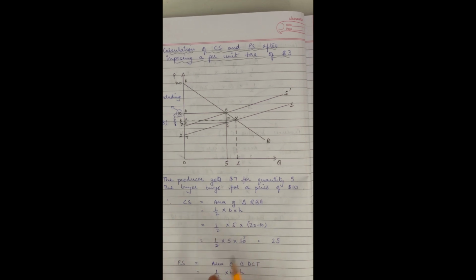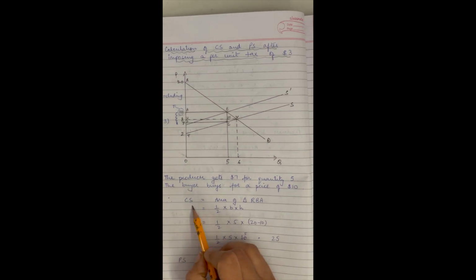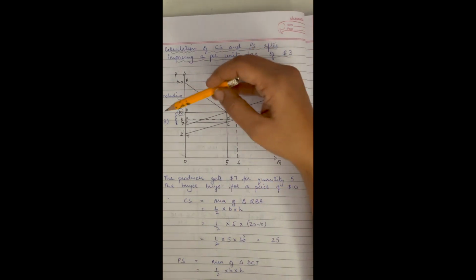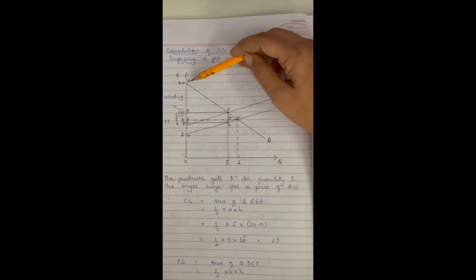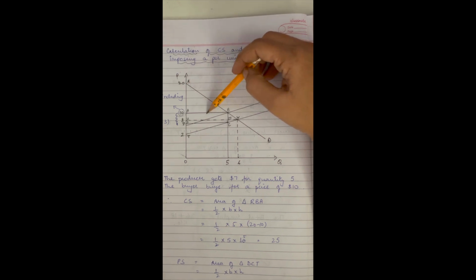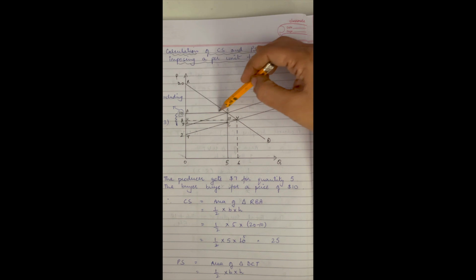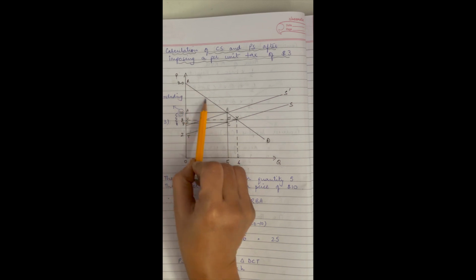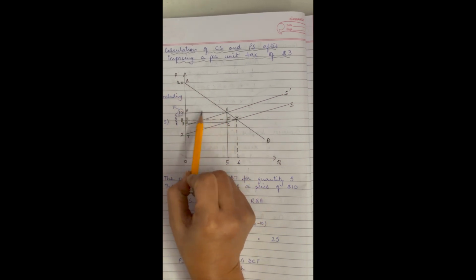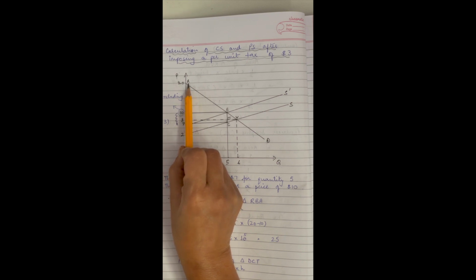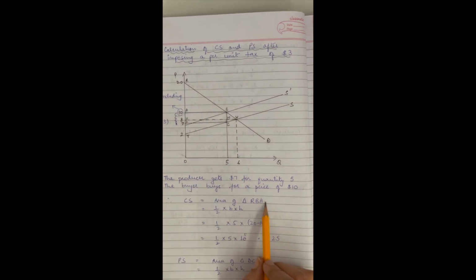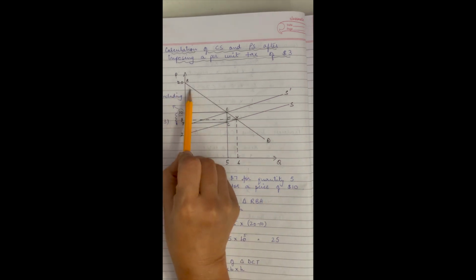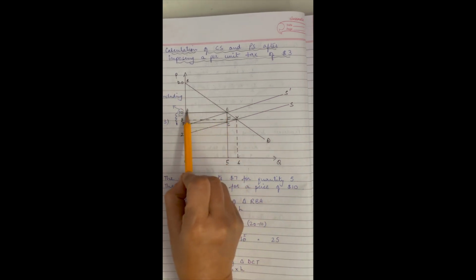Okay. So now in this new scenario, how do we calculate consumer surplus and producer surplus? Now the consumer surplus will be your area, as I had told you earlier, that consumer surplus is the area above your equilibrium price but below your demand curve. So it will be given by the area of triangle RBA, right? So this triangle gives you your consumer surplus.